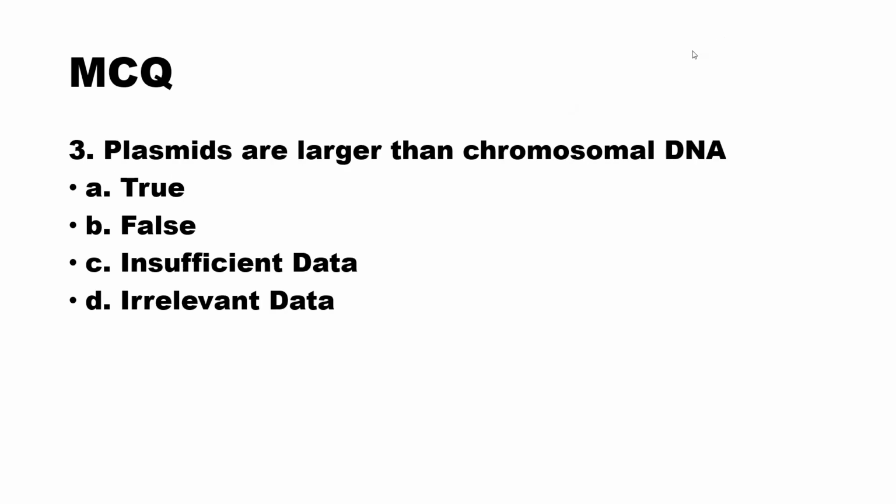Question number 3. Again, I am going to read, don't answer. Plasmids are larger than chromosomal DNA. Fine, it's a statement. Option A, true. Option B, false. Option C, insufficient data. Option D, irrelevant data.